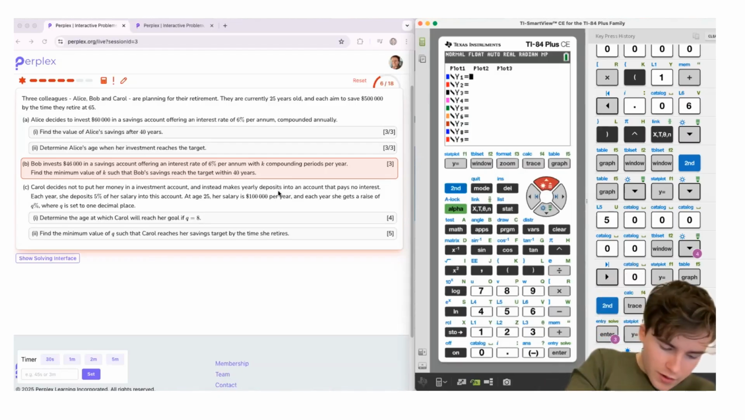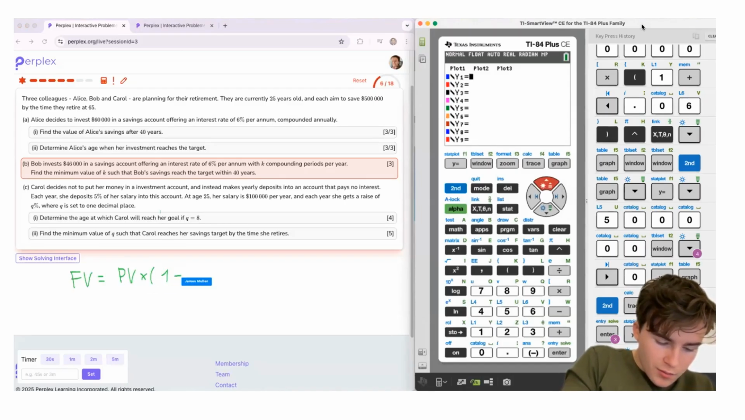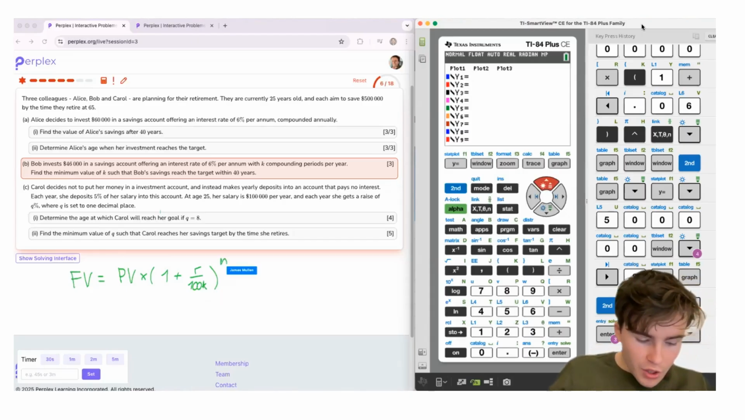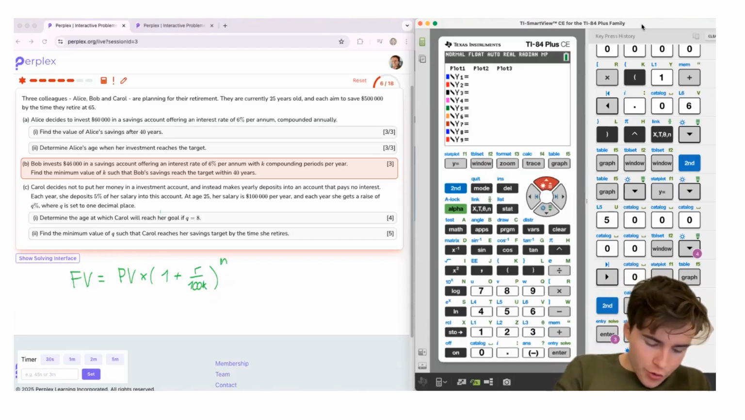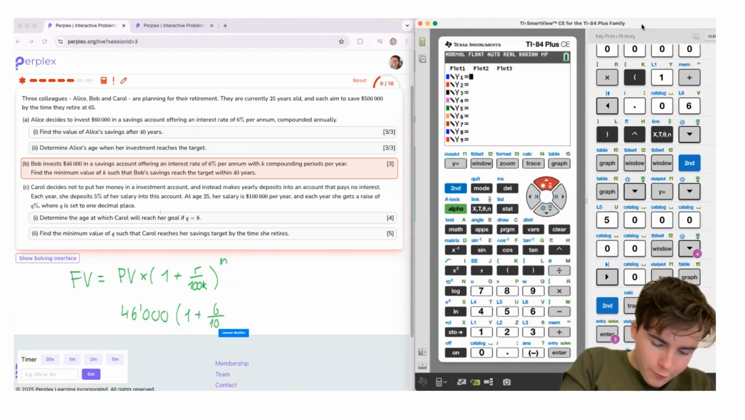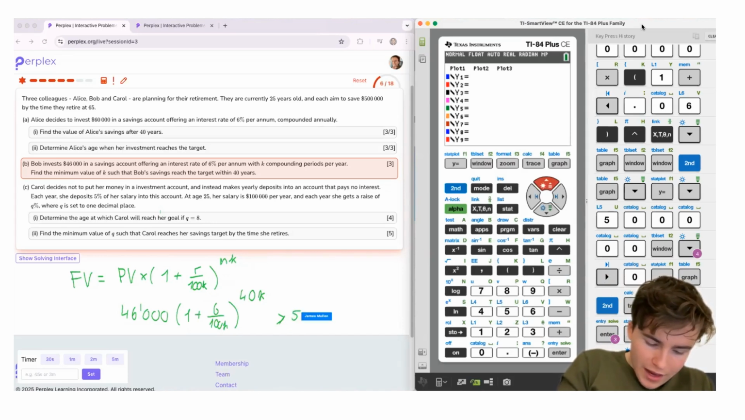K is an unknown here. So I have FV is equal to PV times 1 plus R over 100K to the power of N, the number of years, okay? And we want Bob's savings to reach the target within 40 years. So if we put what we know, which is 46,000 times 1 plus 6 over 100K, and let's not forget, I forgot the NK there because it's K compounding periods per year, to the power of 40K, we want that to be bigger than or equal to the target of 500,000.